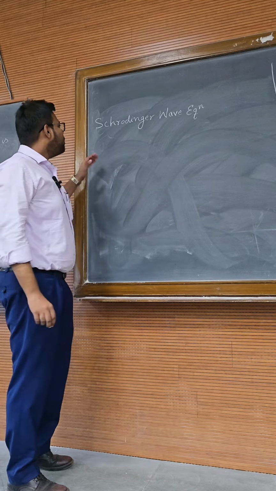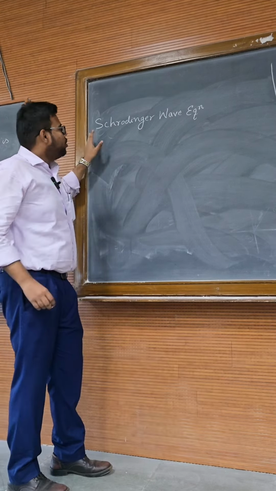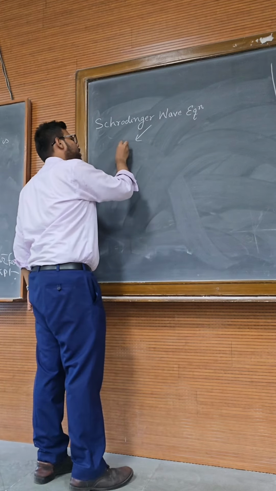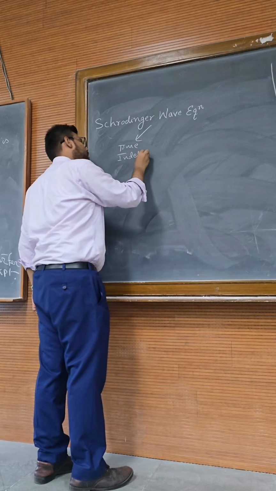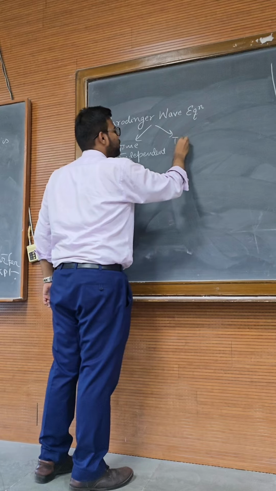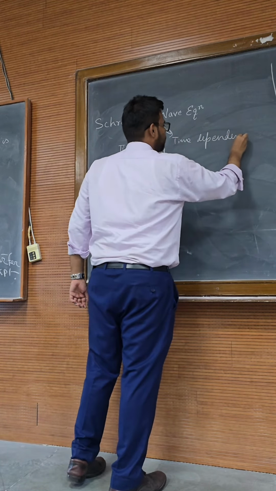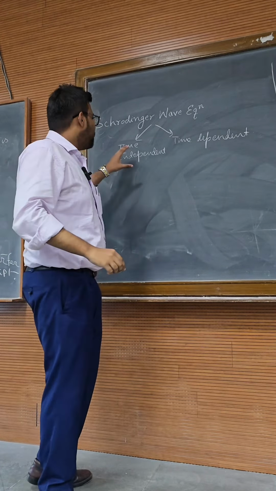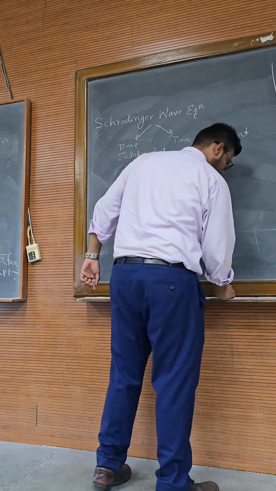Hello everyone, so today we'll discuss the Schrodinger wave equation, the derivation part. So we all know that the Schrodinger wave equation is of two types. The first one is time independent, which is independent of time, and the second one is time dependent, right? So we will see the proof of both of them individually. So let's start with the time independent equation. Okay, so let's get started.